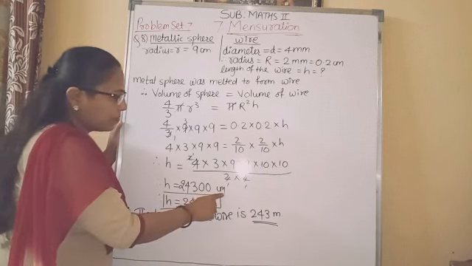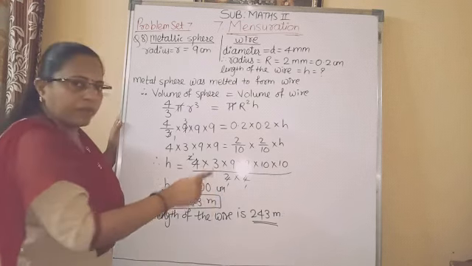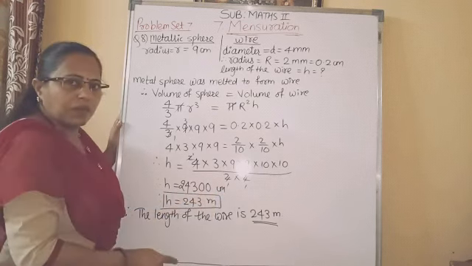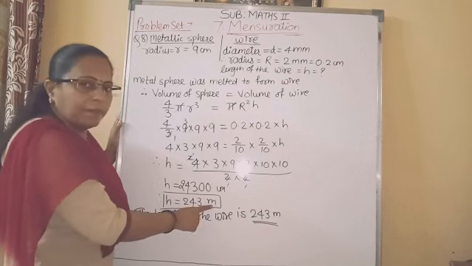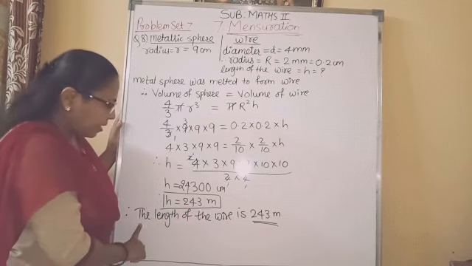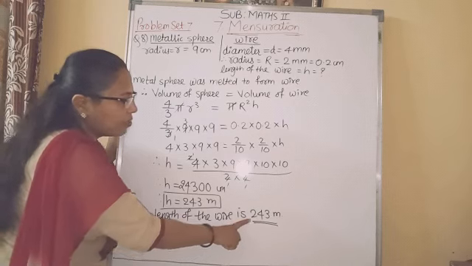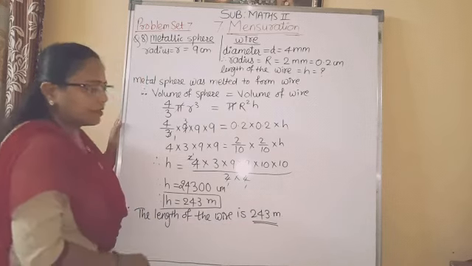24,300 centimeter. Convert this centimeter into meter. To convert into meter, we have to divide by 100 because 1 meter equals 100 centimeter. So these 2 0 get cancelled and we will get the answer, 243 meter. Therefore, the length of the wire is 243 meter. Followed?